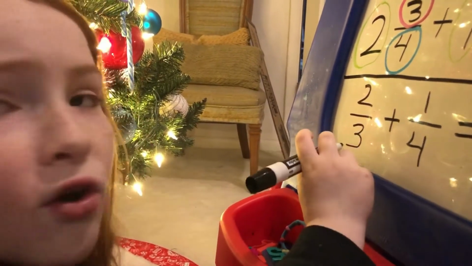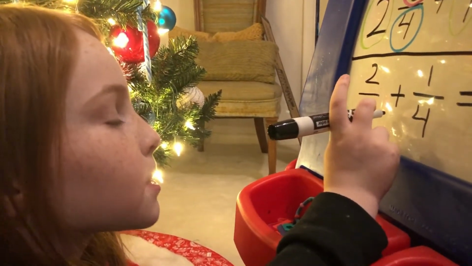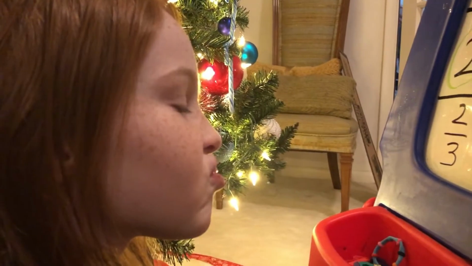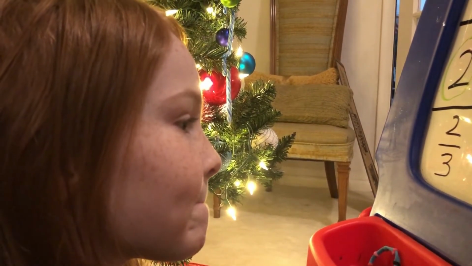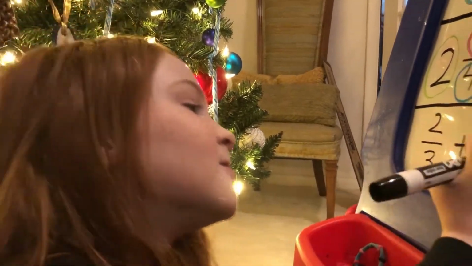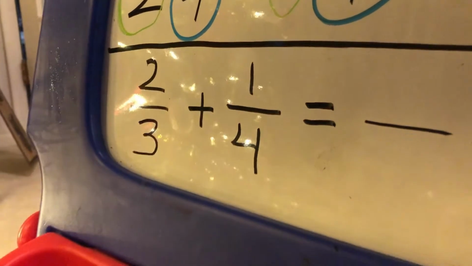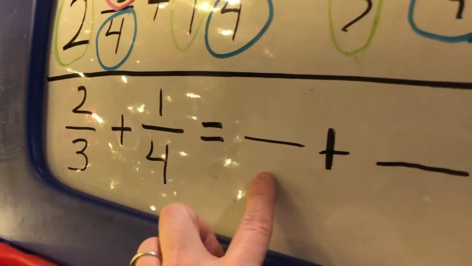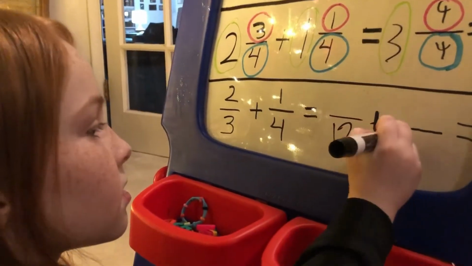Is it 4 or 3? Do you remember what we did? We learned this a couple days ago. What's 3 times 4? 12. So is it 12? Yeah. Okay. So go ahead and just write 12 in each denominator. Get that out of the way.